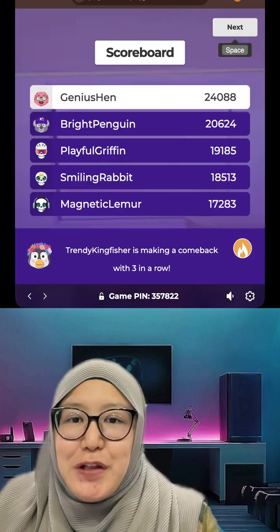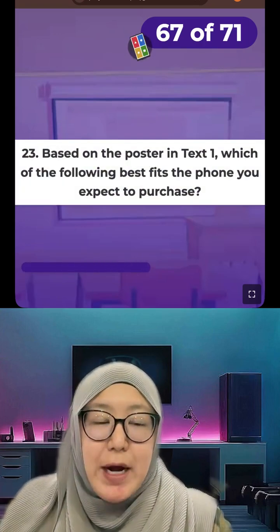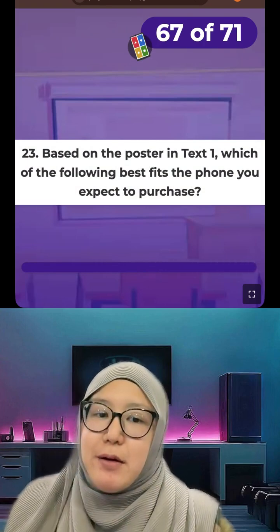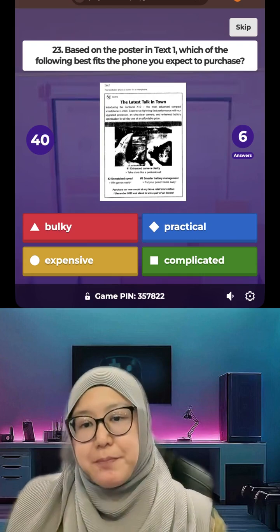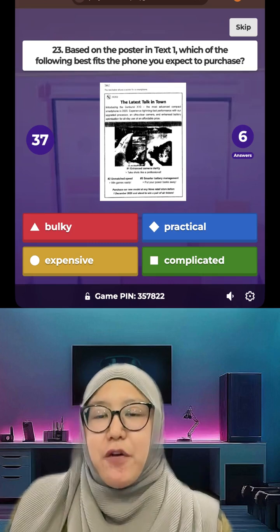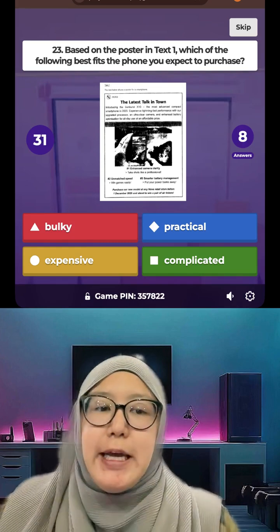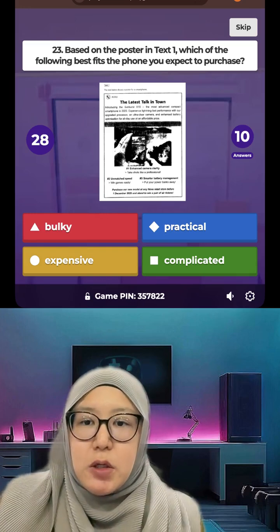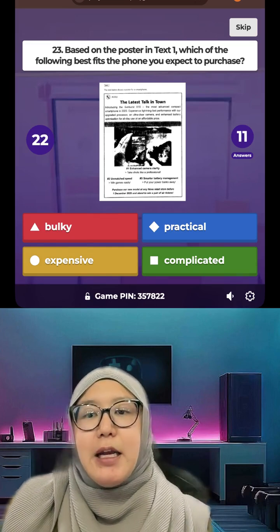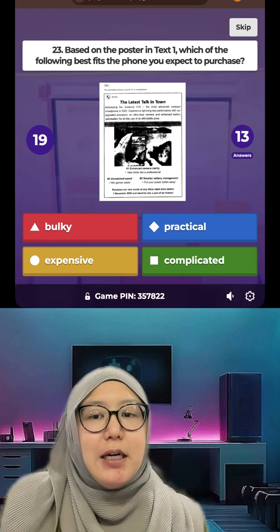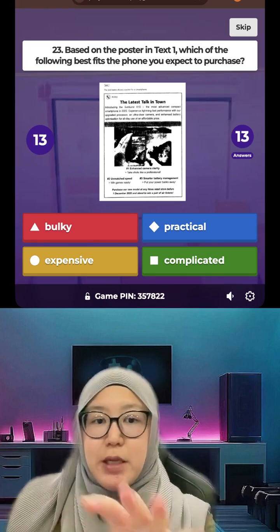Moving on to question 3. Based on the poster in text 1, so you just have to refer to text 1. Which of the following best fits the phone you expect to purchase? Do you want your phone to be bulky, or practical, or expensive, or complicated? There is only one correct answer, and in this particular question, the wrong answers are all three negative words based on this context.